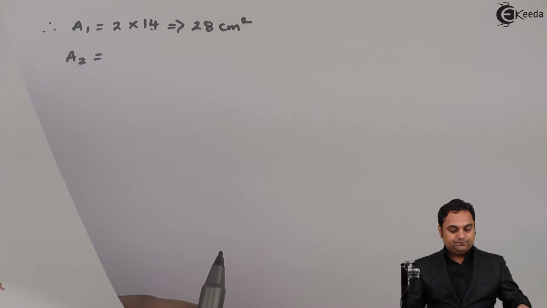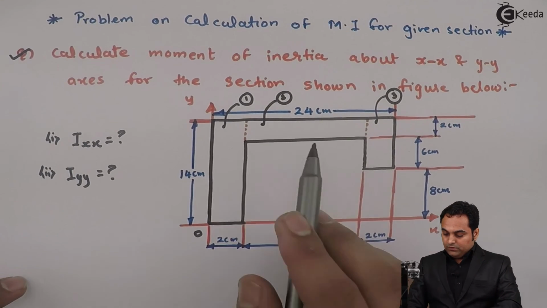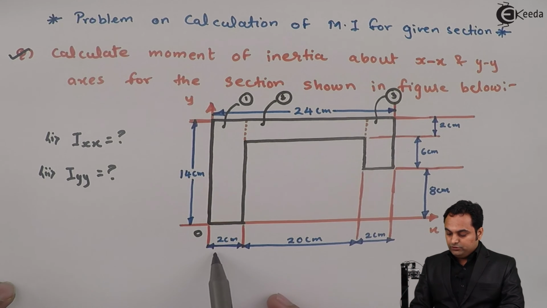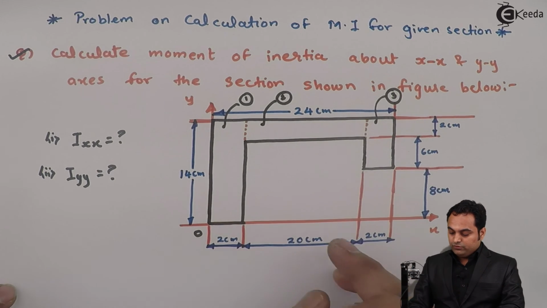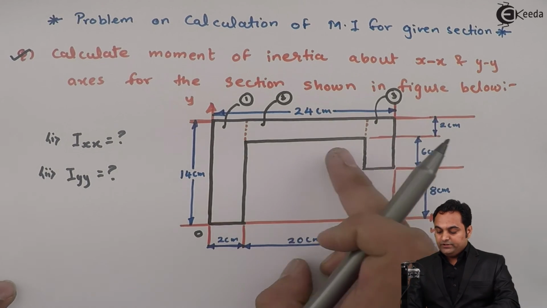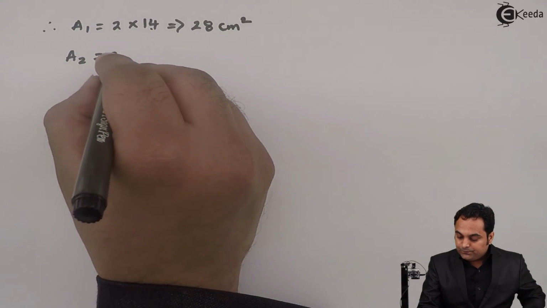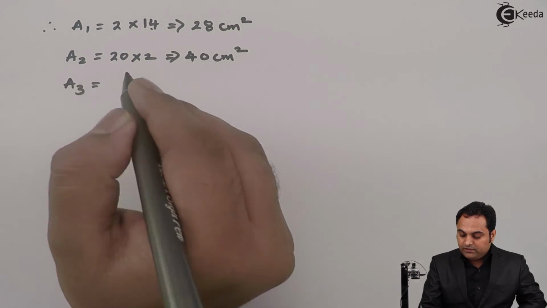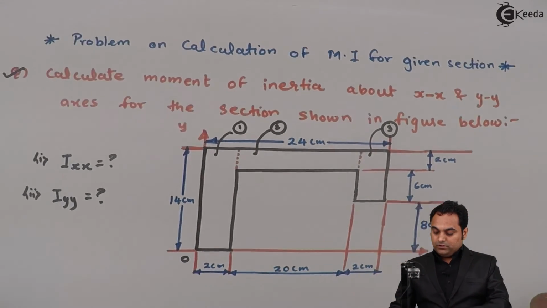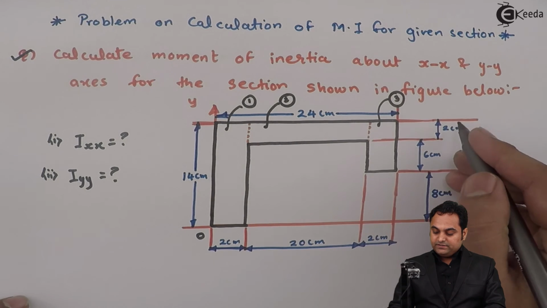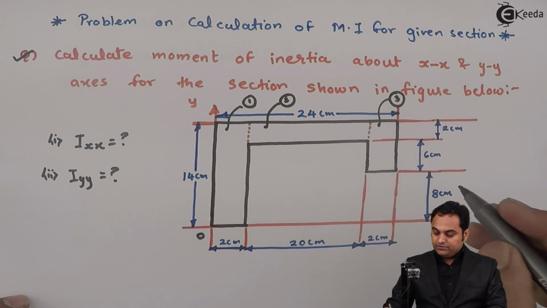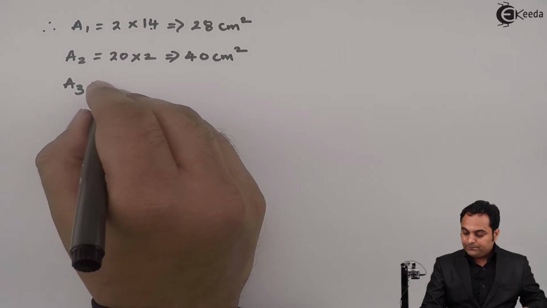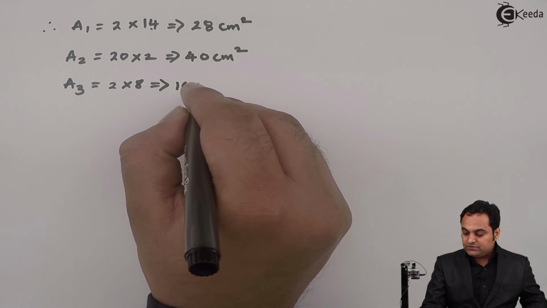Area 2 is, for the second rectangle, the width is from 24, I have to subtract 2 and 2 from both the sides. So 24 minus 4, that is 20. So 20 is the width here, 20 into 2 is the depth. This is 40 square centimeter. Area 3 is, now the width is 2 and the height is 8 centimeter. So here we have 2 into 8, that is 16 square centimeter.